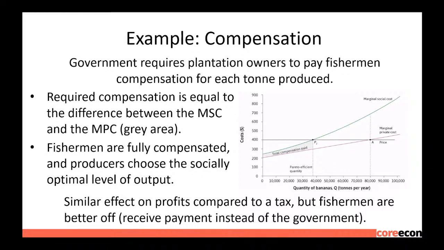Now let's look at what happens in a situation of compensation, right? So this is the case in which the government forces the plantation owners to make a payment to the fishermen in compensation for each ton produced, right? So the required compensation is equal to the difference between the MSC, the marginal social cost, the green curve, and the MPC. That gives us the gray area, right? So the effect is the same. You see, you get to 40,000 being produced, and that money is being transferred, forced by the government, directly to the fishermen. So then the fishermen are fully compensated for the damage, and producers choose the desired level for PK tons of bananas.